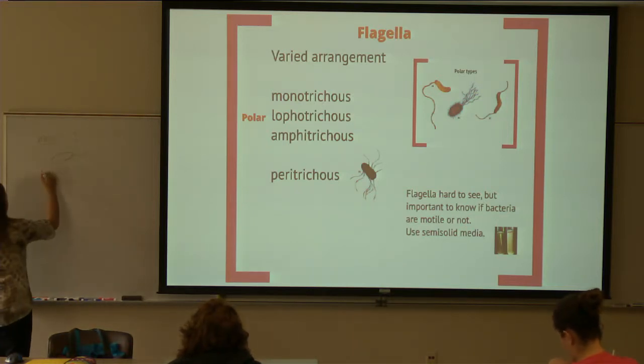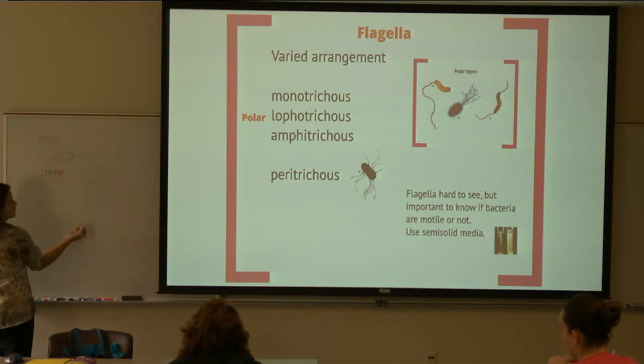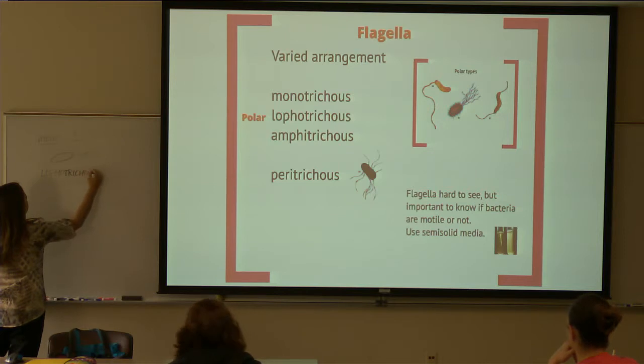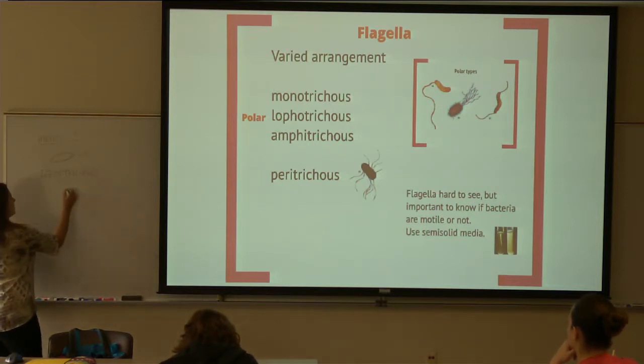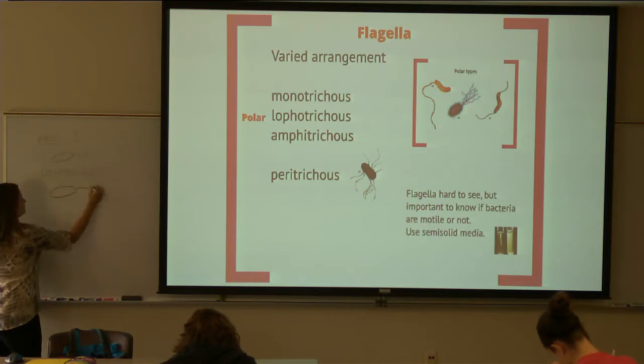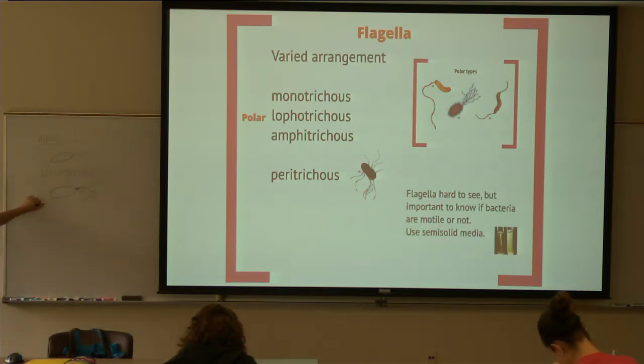All right, next up, we have lopho. What in the world does lopho refer to? Lophotrichus: lopho refers to a bundle, a bundle or a tuft, or you can think of a ponytail. So now if I were to draw lophotrichus, I'll do that. That's lophotrichus. You know what else is lophotrichus? This is also lophotrichus. It might be at one end, it might be at both. So you're looking at lophotrichus.